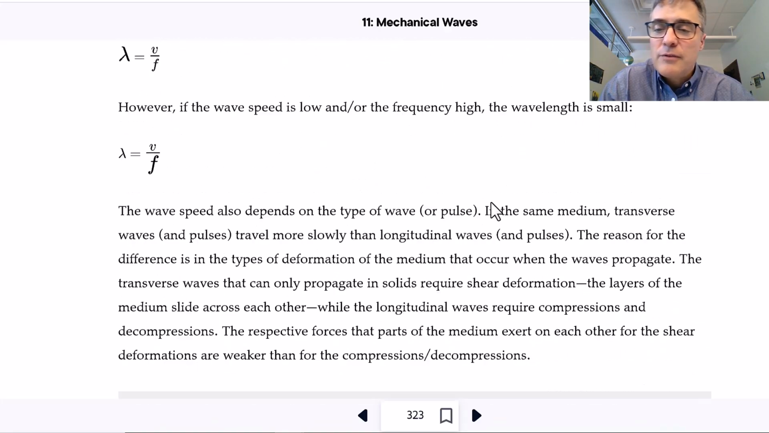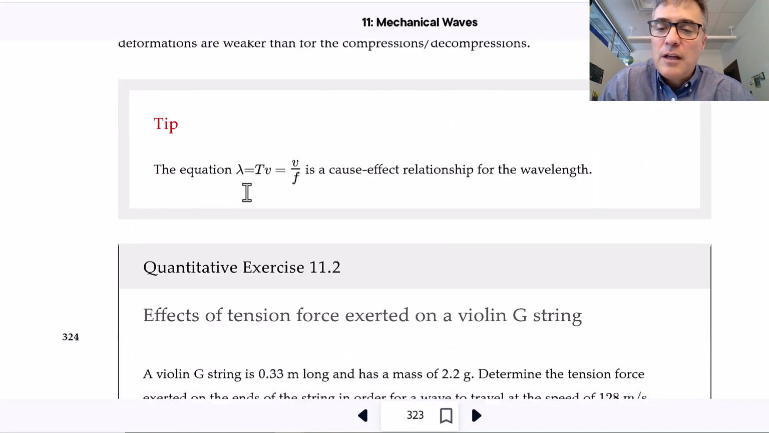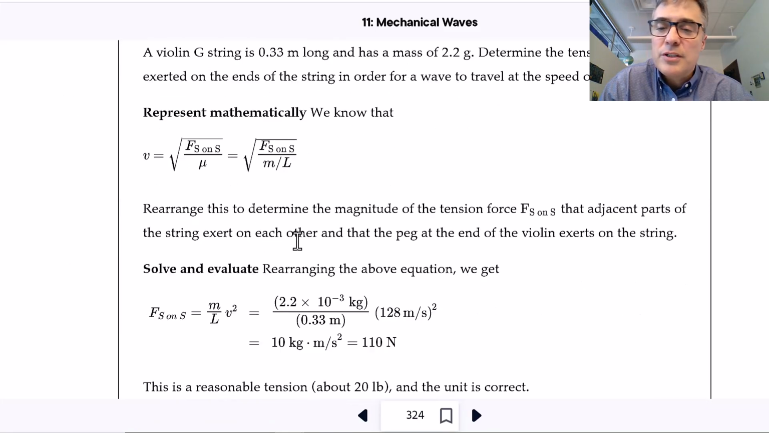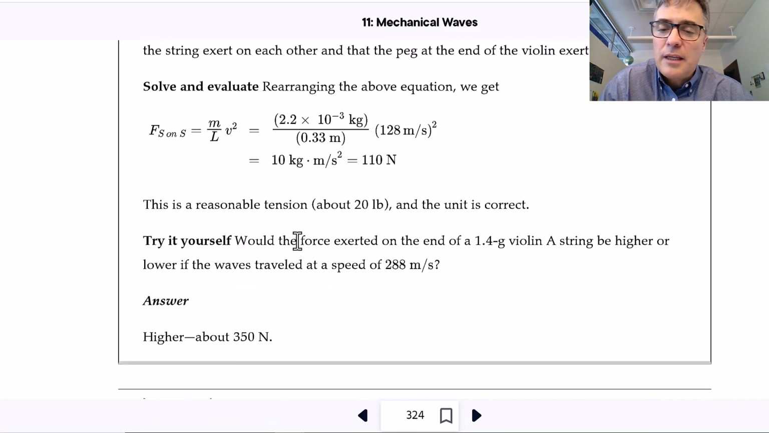So that's useful if you're talking about the wavelength of a wave that's on a string. You need to know the speed. The speed is going to be that force, the tension force, divided by the mass per unit length.